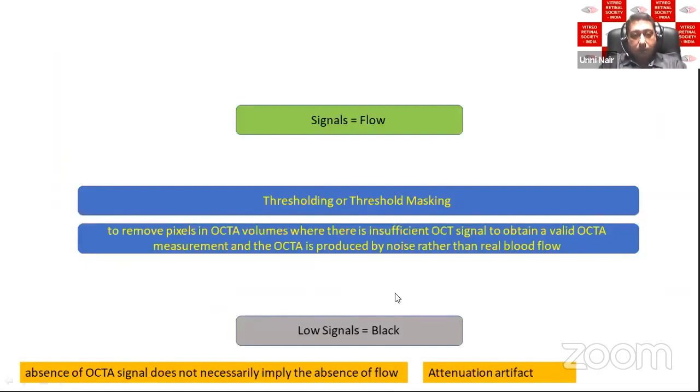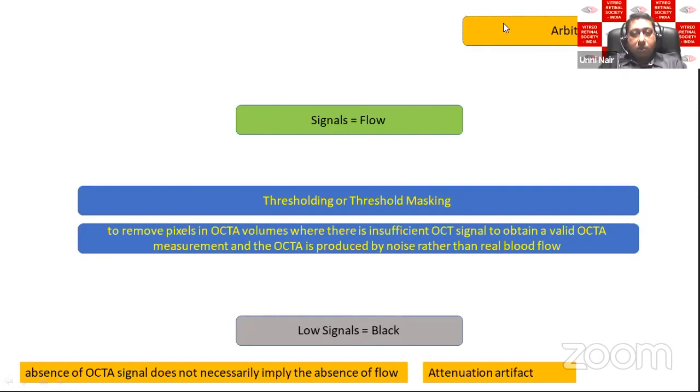The next concept in OCT angiography is something called thresholding. Why do you need a threshold? That is, you want to reduce the noise of the system to make sure that noise does not produce an artifactual blood flow. So anything of a low signal is shown as black, and anything of a good signal is shown as a flow.